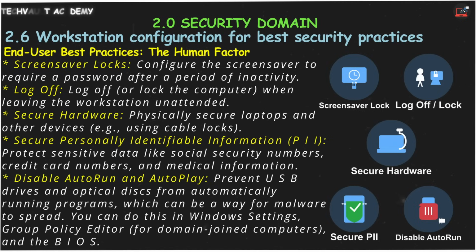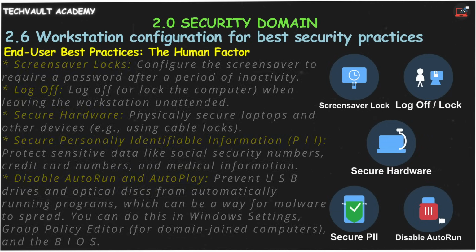Secure personally identifiable information, PII. Protect sensitive data like social security numbers, credit card numbers, and medical information. Disable auto-run and autoplay. Prevent USB drives and optical disks from automatically running programs, which can be a way for malware to spread. You can do this in Windows Settings, Group Policy Editor for domain-joined computers, and the BIOS.